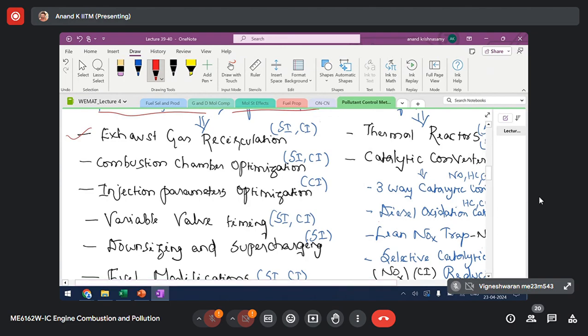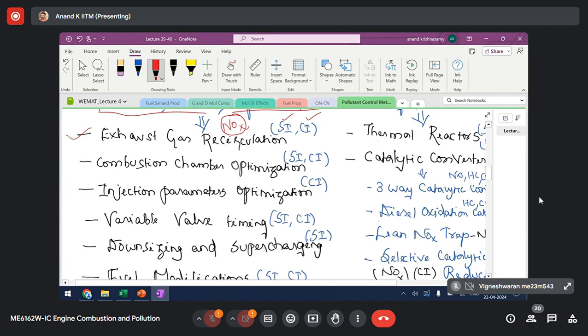Exhaust gas recirculation is one of the most effective control methods for oxides of nitrogen. You can adapt this method both for SI engine as well as for CI engine. It's one of the most effective in-cylinder control methods for oxides of nitrogen, meaning by doing exhaust gas recirculation, you can reduce NOx levels in the cylinder significantly.